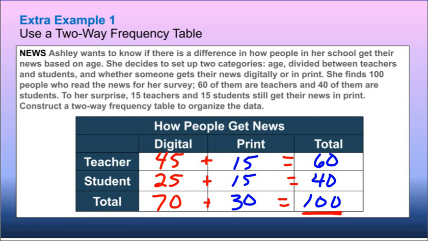So now if we were to go back to this one, they're not asking us to interpret, we just needed to construct a two-way frequency table. We could say that there was an equal number of teachers and students who read their news from print, but there were more teachers who read the news digitally than there would be student-wise.